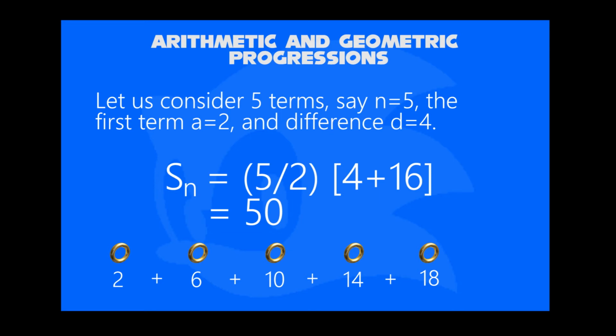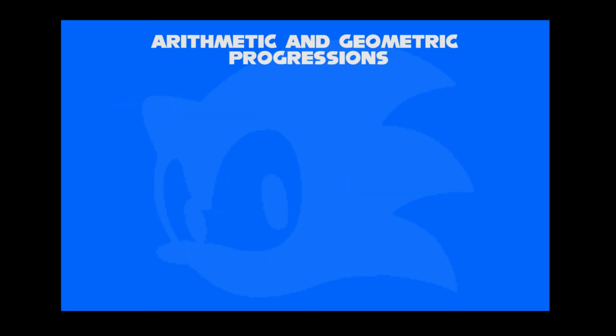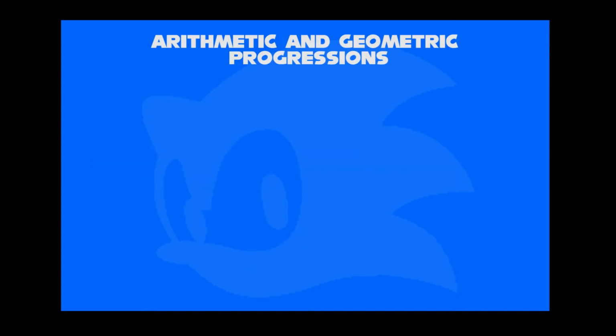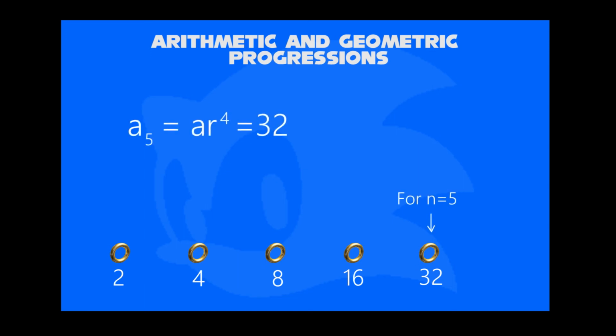These are arithmetic progressions. On the other hand, a geometric progression is a sequence of numbers where each term after the first is found by multiplying the previous one by a fixed, non-zero number called the common ratio. The formula is a r to the n minus 1 exponent. For example, take the first term 2 and a common ratio of 2. If we take the fifth term, we get 32.